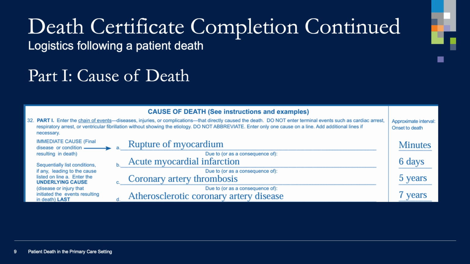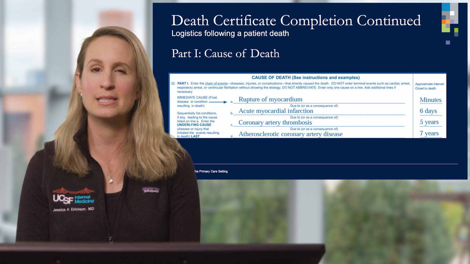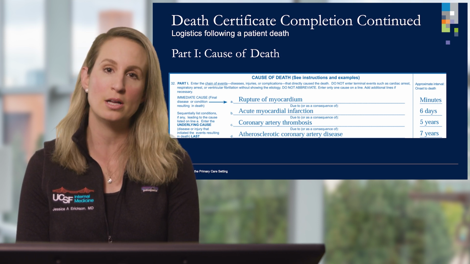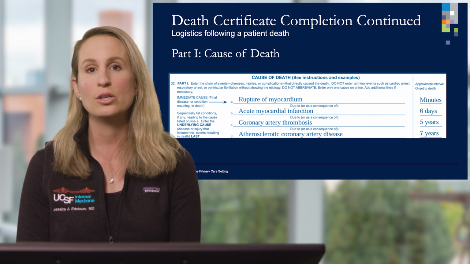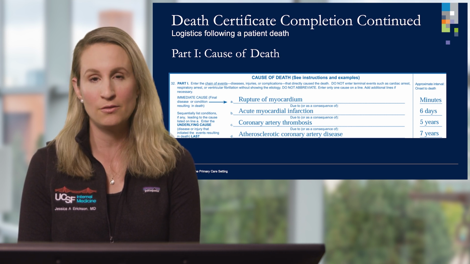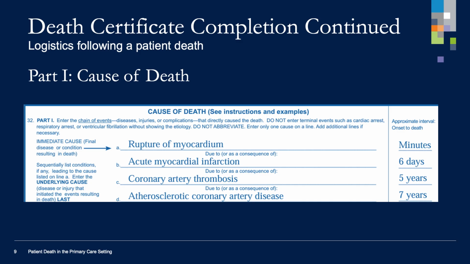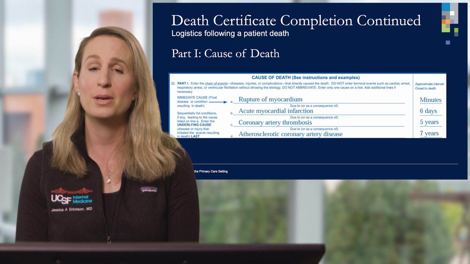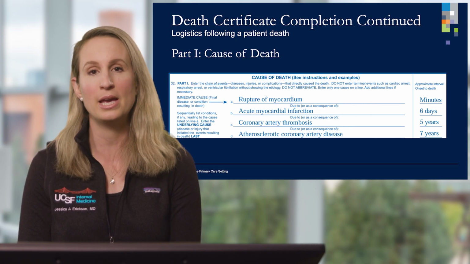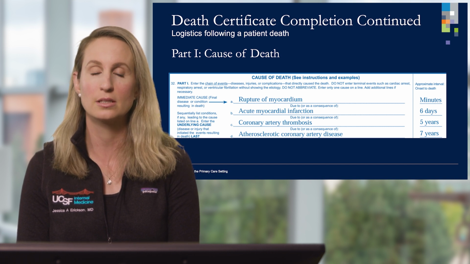If the condition on line A resulted from an underlying condition, such as an acute myocardial infarction causing a rupture of the myocardium, you would put the underlying condition on line B, and so on until the full sequence is reported. For each cause, you'll be asked to estimate the interval between the presumed onset and the date of death. You can use the terms unknown or approximately if you are unsure of exact timing. More general terms such as minutes, hours, or days are also acceptable. Make sure not to leave this section blank, otherwise you may get the form returned to you for corrections.